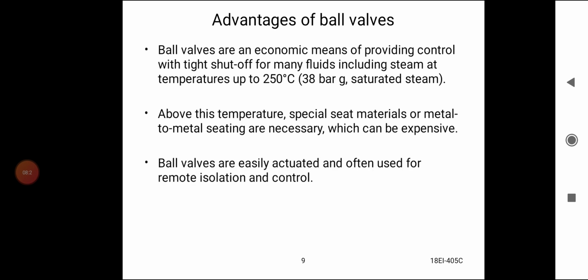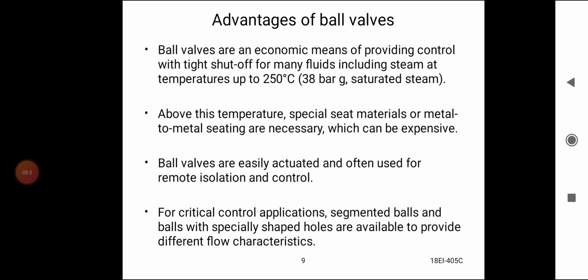Ball valves are easily actuated and often used for remote isolation and control. For critical control applications, segmented balls and balls with specially shaped holes are available to provide different flow characteristics.